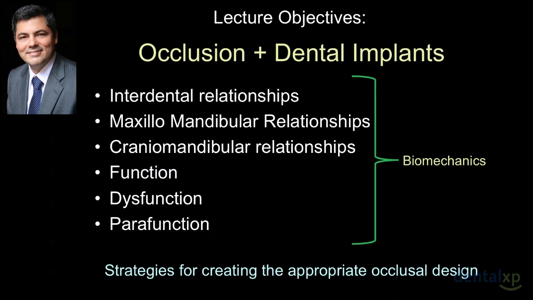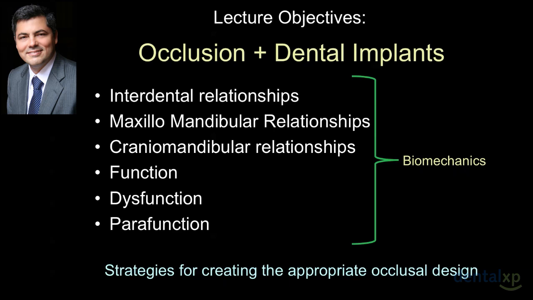Our objective and our intention is to try to correlate the field of occlusion and merge that with the occlusal requirements for a good dental implant reconstruction. So we're going to be looking at some interdental relationships. We're going to be looking at the maxillomandibular relationships and how these affect the craniomandibular system. We're going to look at function, dysfunction, and parafunction, and the compilation of all these different aspects composes the field of biomechanics of the head and neck.